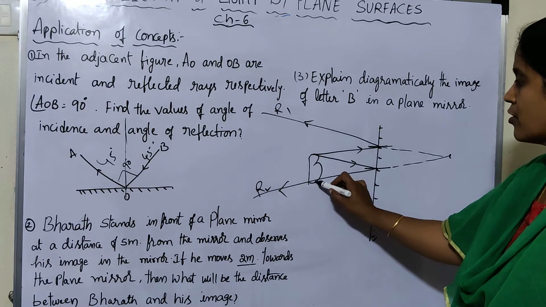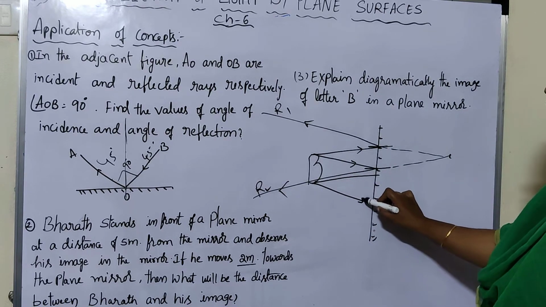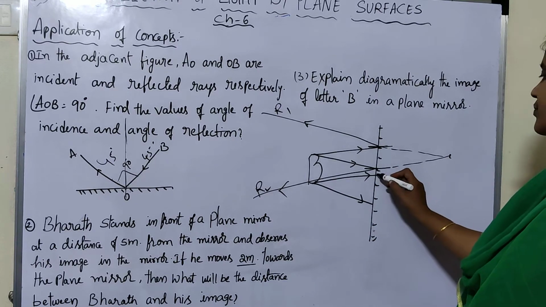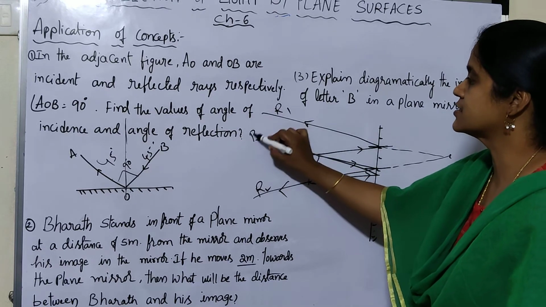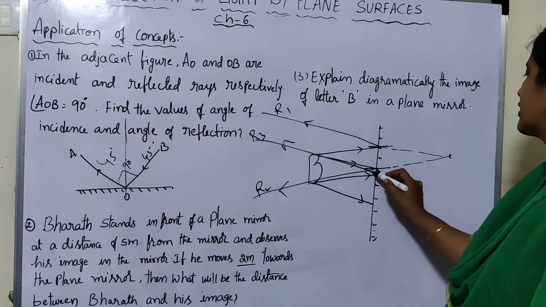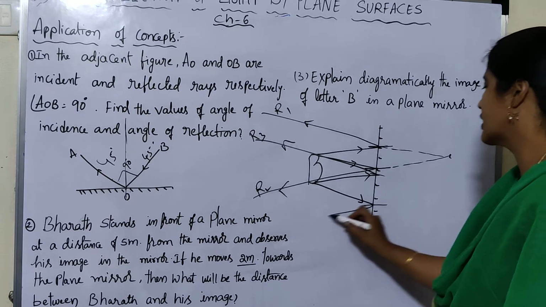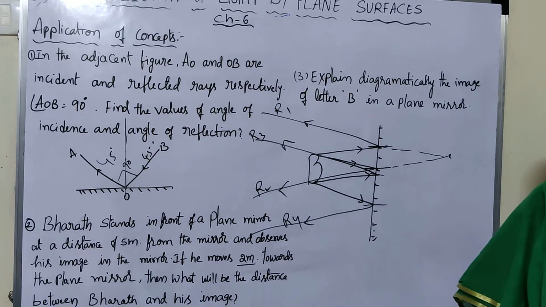Now from the bottom of the B, again 2 rays are incident on the mirror. Immediately reflection takes place. This is R3, the reflected ray. And from this, if you draw a normal, again reflection takes place. This is the reflected ray 4.